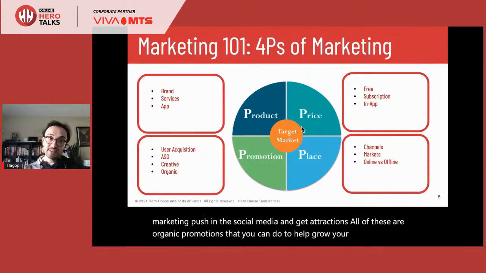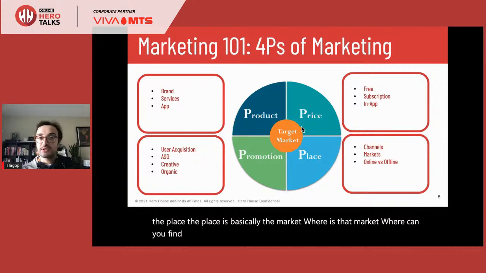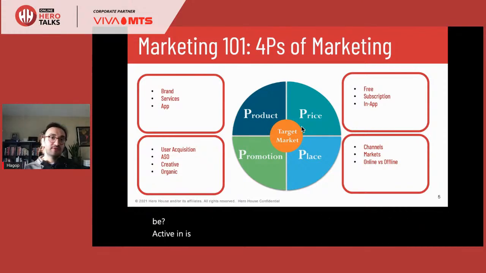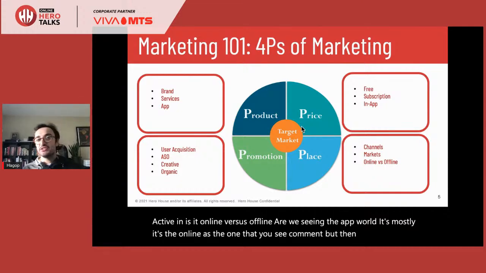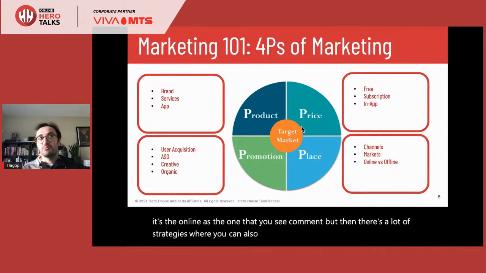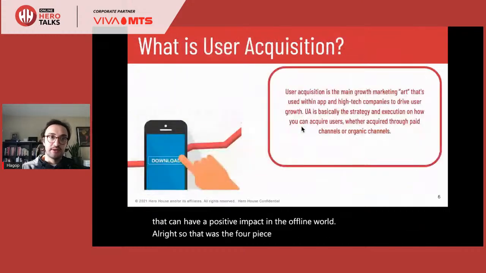And lastly, the place. The place is basically the market. Where's that market? Where can you find your target market? What are the channels that you need to be active in? Is it online versus offline? Obviously, in the app world, online is the one that is common. But there are a lot of strategies that can also have a positive impact in the offline world. All right, so that was the 4 P's of marketing.